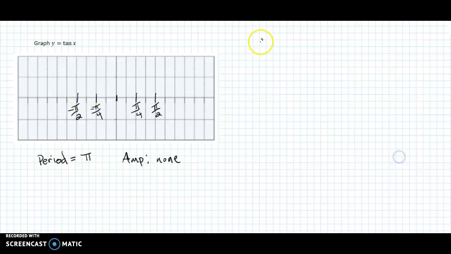So tangent of 0 from your unit circle would be 0. Tangent of pi over 4 and negative pi over 4, if you looked at your unit circle, you'd have square root of 2 over 2 divided by square root of 2 over 2, or the x and y have the same values, so the tangent of pi over 4 is just 1, and then negative 1.